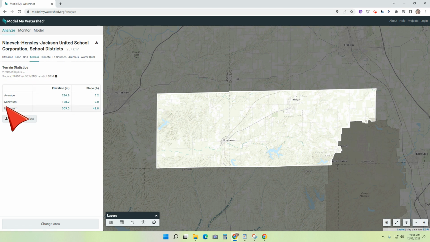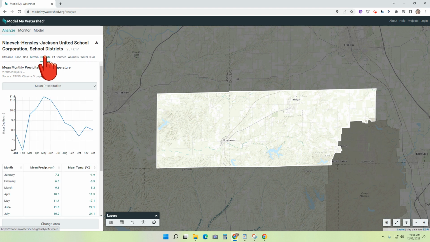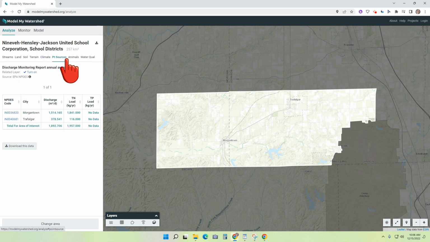We can move over to terrain. We can see the elevation. We're a little flat, but we have some elevation that we can consider. What does elevation do in the watershed? With that elevation, gravity drives the water speed, and the water drives the watershed to its pooling locations. And we can see climate. Okay, point sources. We have Morgantown and Trafalgar. We can notice on the map those blue dots when we hover on them, and we can see exactly where those point sources are.